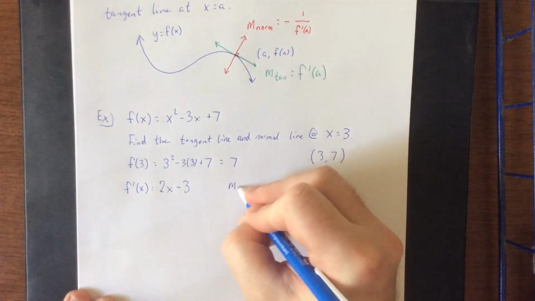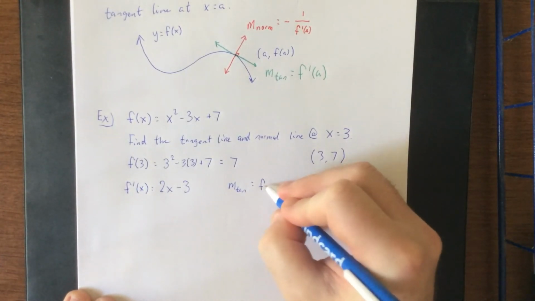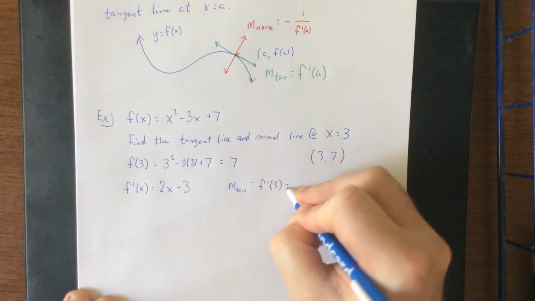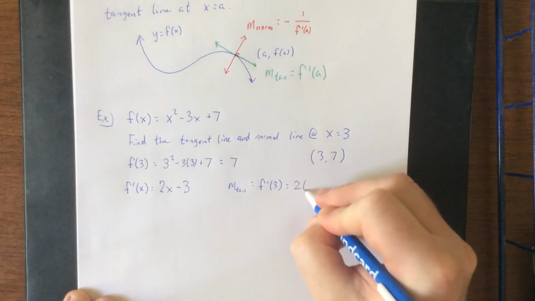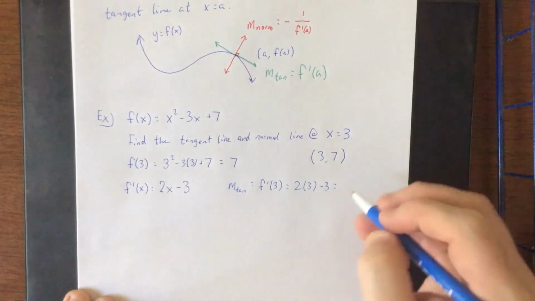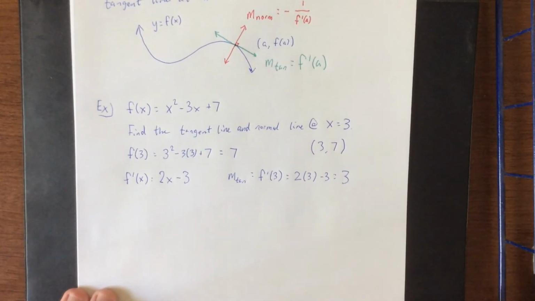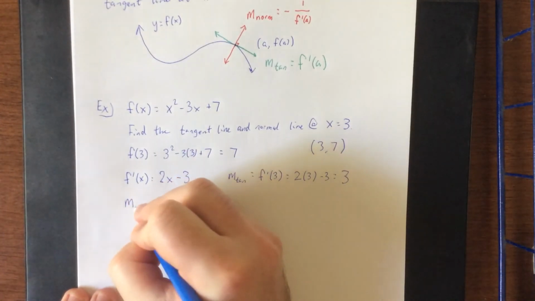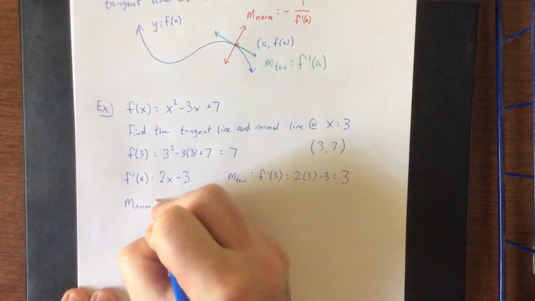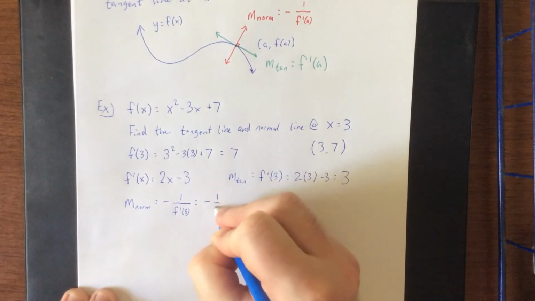So for the slope of the tangent line, I'm simply going to plug in x equals 3 to the derivative. Now when we plug this in, this will be 2 times 3 minus 3 as we plug it into this expression, and we get 3. The slope of the normal line is going to be the opposite reciprocal of that. So negative 1 over f prime of 3. So that would be negative 1/3.